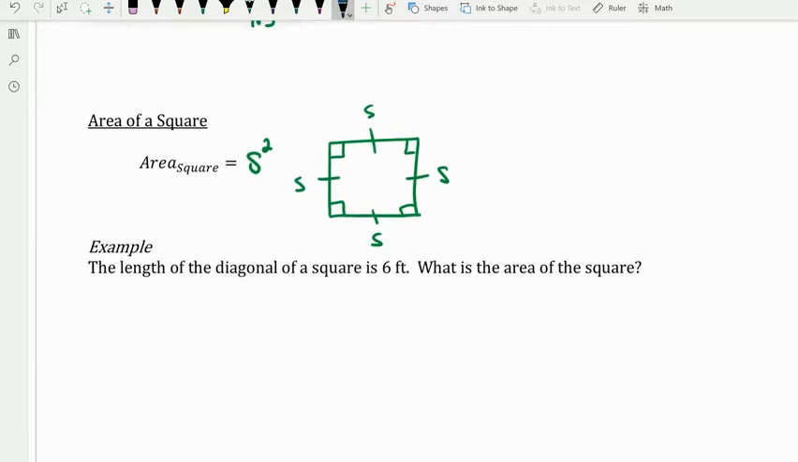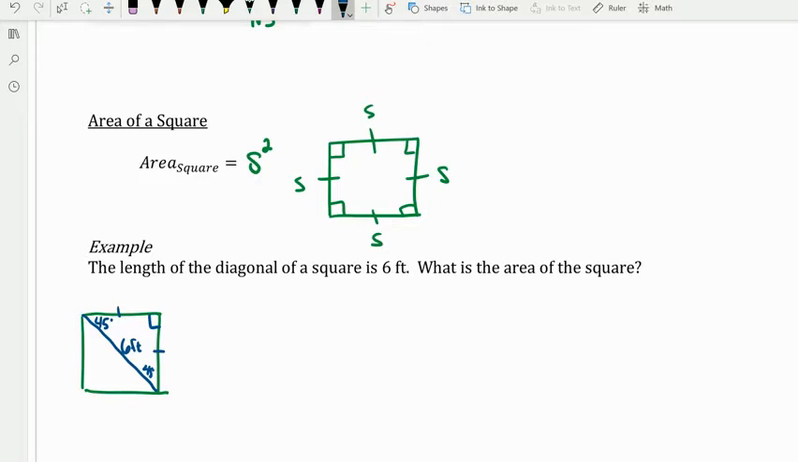Again, sometimes you might have to think about a diagonal of a square. So for this one, it tells us that we've got a square. The length of the diagonal is 6 feet. Again, we've got a right angle up there because it's a square. If we know that these two sides are the same, we know that that is an isosceles right triangle. So that means that these two angles have to be 45 degrees. So now we've got a 45, 45, 90 triangle.